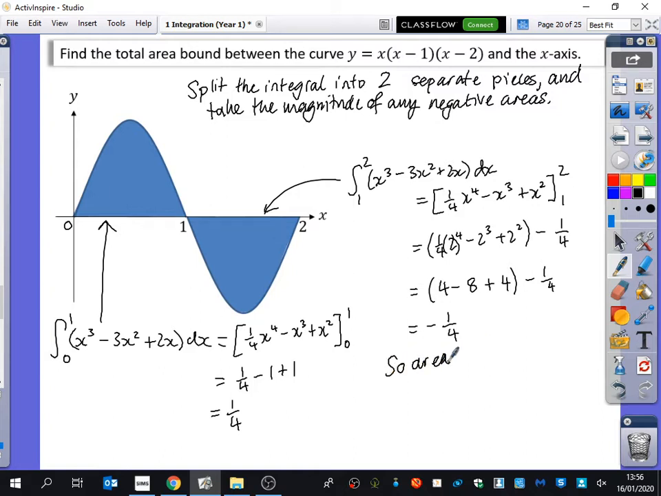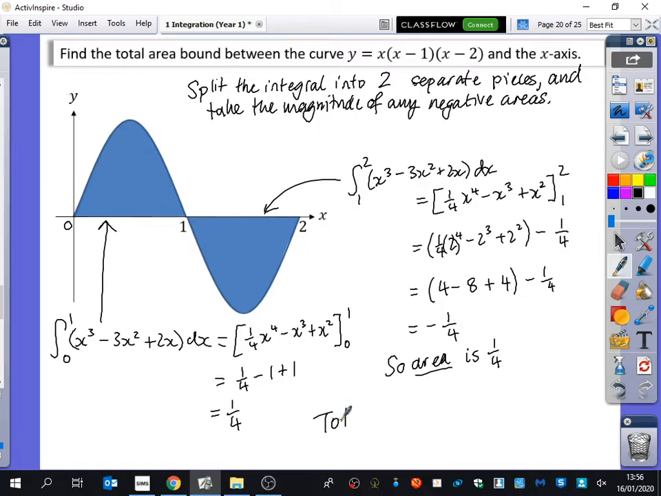So the area is a quarter for this bit. It's come out as a negative because any part of the graph that goes beneath the axis, when you calculate it, it will be negative. It kind of makes sense. Anything below the axis is negative, so the area is negative too.